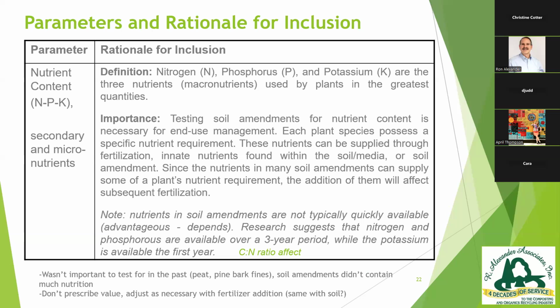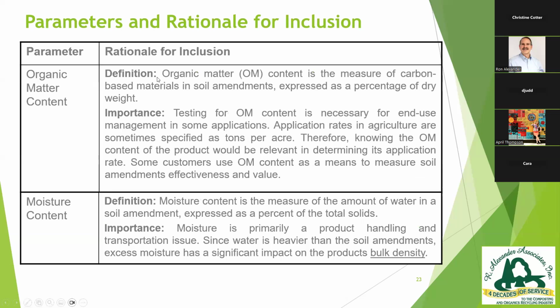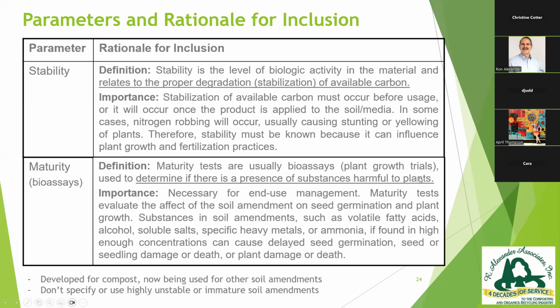We test for nutrient content of these different materials just so we can consider how much fertility we need to add. We test for organic matter content because we're adding them primarily for organic matter content. Moisture content we test for because of the ability to handle the material. If it's too wet, it gets clumpy and heavy to ship.